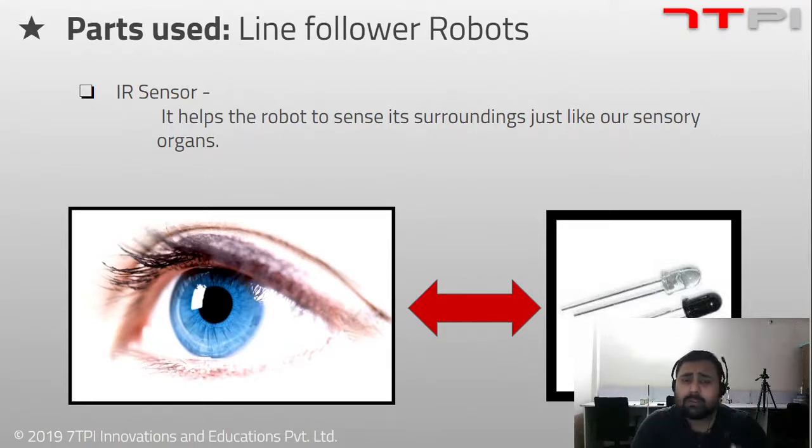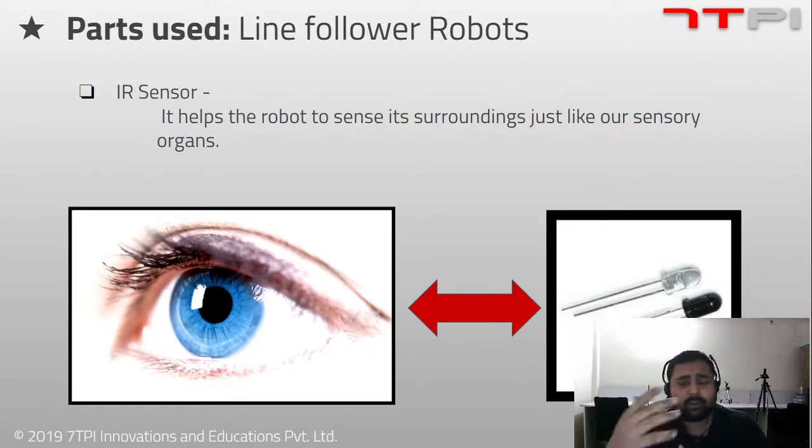Now our human body has different sensory organs, so let's list some of them. The first one is our eyes, with which we are right now watching the entire video. Second, we have ears to hear. Then we have a nose to smell. Then we have skin to touch. Then we have our tongue to taste. So we have different sensory organs.